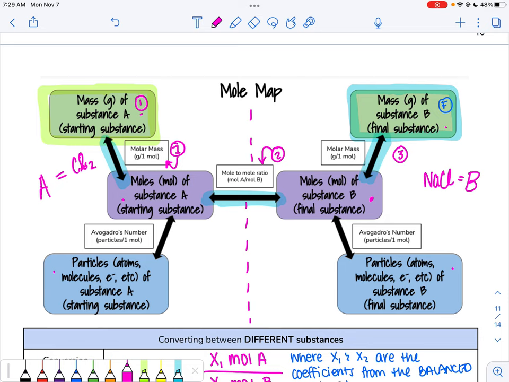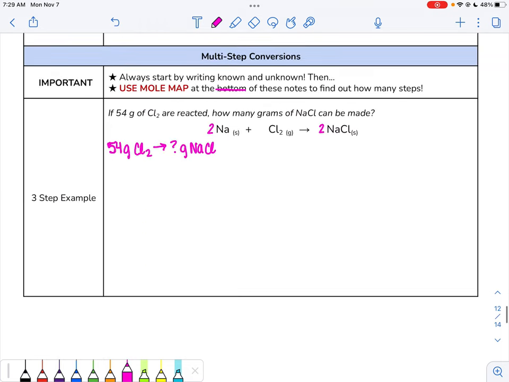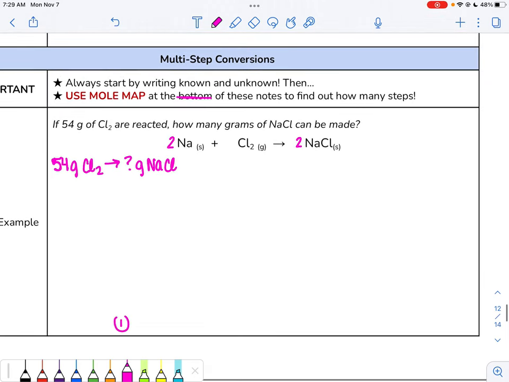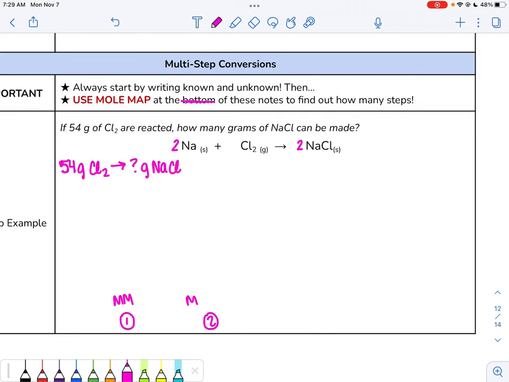And they're laminated, so you can write over them as long as you erase at the end. Okay, so I need molar mass, I need mole to mole, I need molar mass. I'm going to write those conversion factors down at the bottom so I don't forget. So my first conversion factor is molar mass, my second conversion factor is mole to mole, and my third conversion factor again is molar mass.